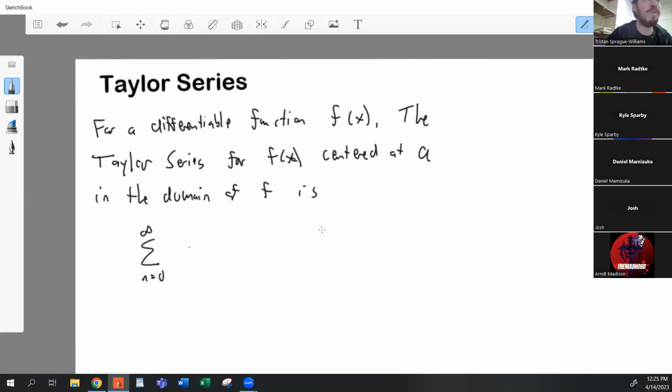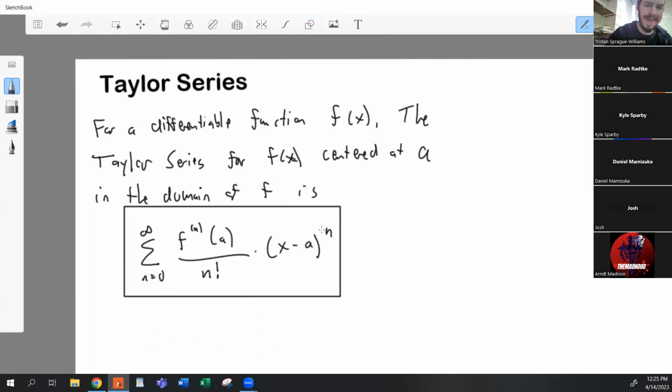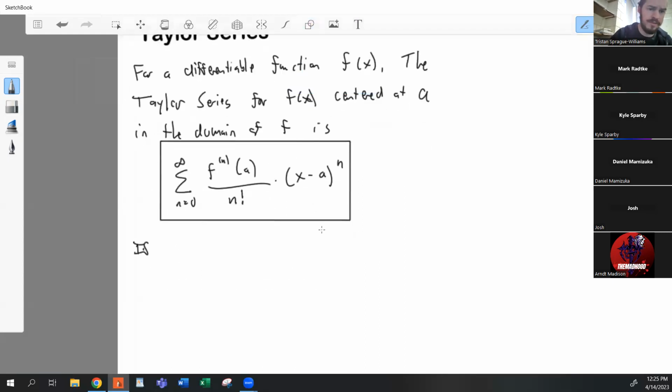Instead of just writing Cn, we can write f^(n)(a), the nth derivative of f at a, divided by n factorial, and then times (x minus a) to the n. That is the formula for the Taylor series. That's this thing called the Taylor series. And if a equals 0, it is also called a Maclaurin series.